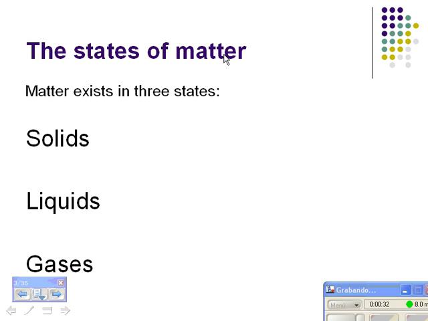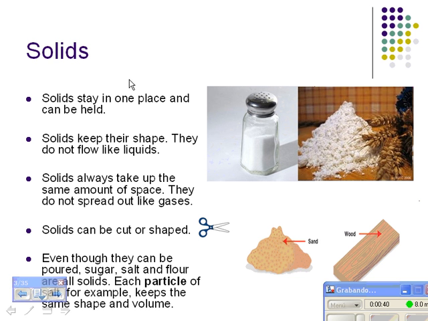The states of matter. Matter exists in three states: solids, liquids, and gases. Solids. Solids stay in one place and can be held. Solids keep their shape. They do not flow like liquids. Solids always take up the same amount of space. They do not spread out like gases.